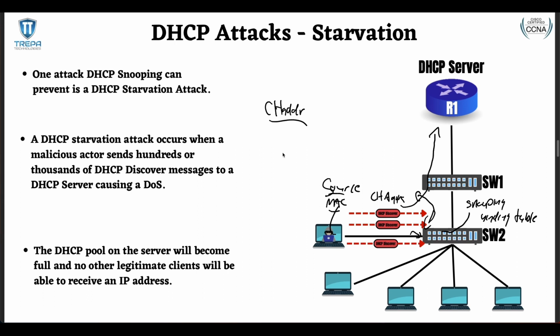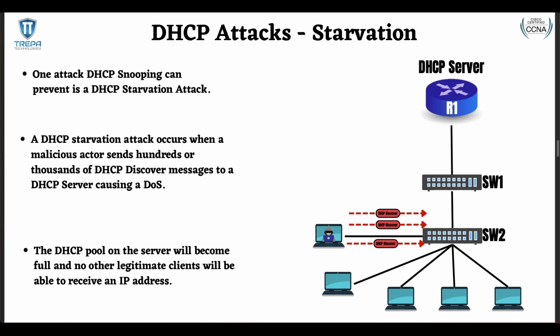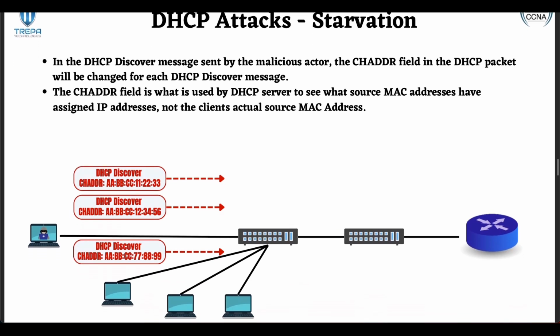Something else we can configure that we're going to get into is something called rate limiting, where we can limit the amount of DHCP messages on an interface, which can also help prevent that starvation attack if we have a sophisticated attacker that's changing its source MAC and its client hardware address. So there are a bunch of different ways we can prevent that.